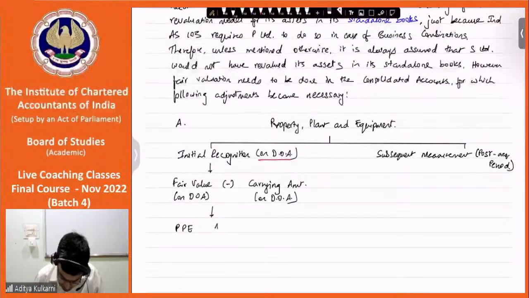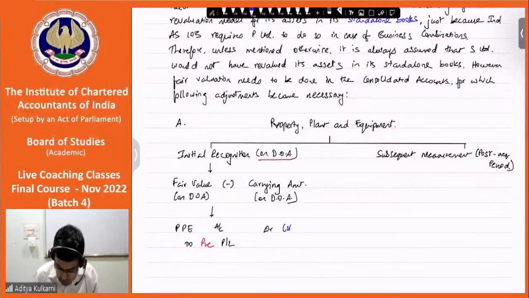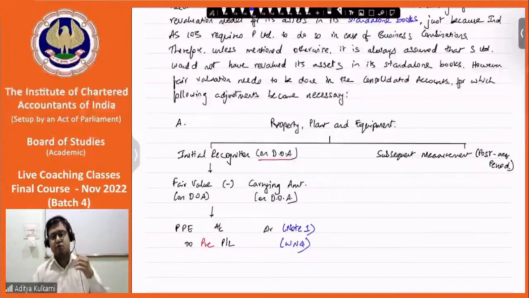PPE account debit. Two, this would have happened because of the movement in fair value prior to the date of acquisition. The change is happening on the date of acquisition means the fair value movement would have happened before. So to pre-P&L. Where will the double effect go? PPE goes in note number 1, adjustment column. Whereas pre-P&L will go in working note 4.